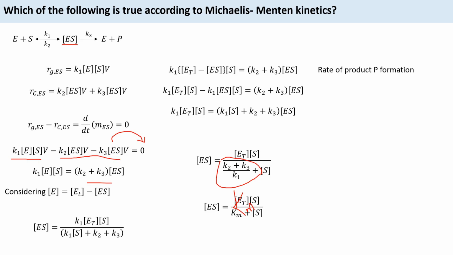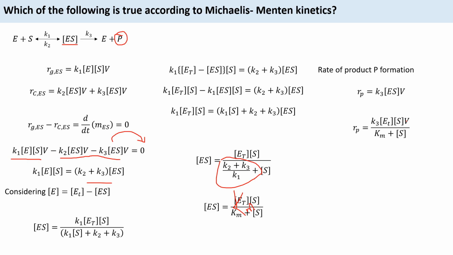And for the rate of product formation, we know Rp is equal to K3 into ES. Here we wrote the rate of generation of ES and the rate of consumption of ES, and another one is also there that corresponds to product formation. For that, what is the substrate? ES is the substrate. Rp is equal to K3 ES into V. We have already found out what ES is, so we are just substituting over here: K3 into Et S divided by Km plus S.